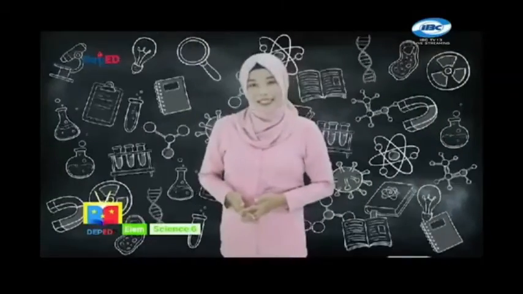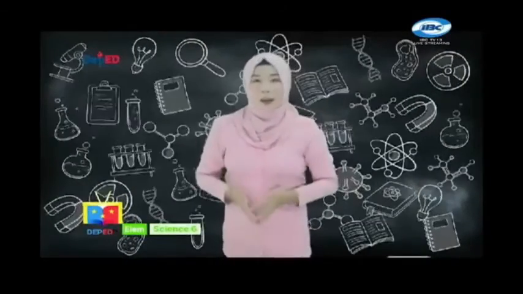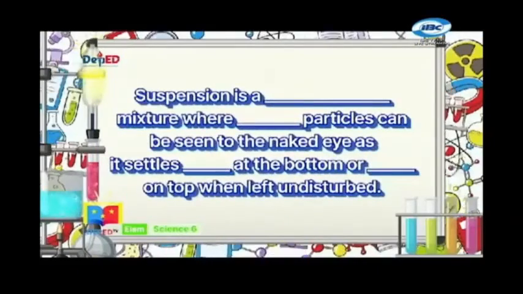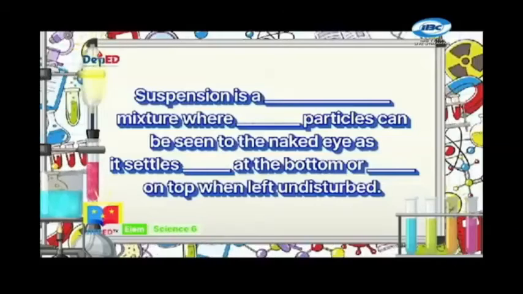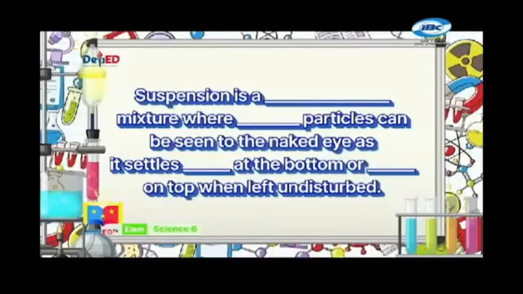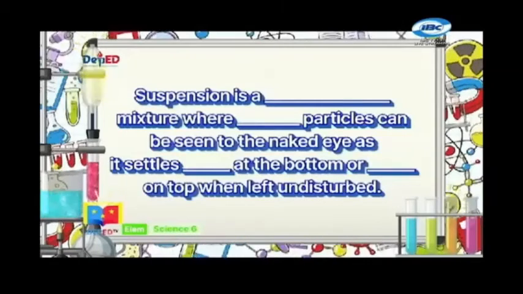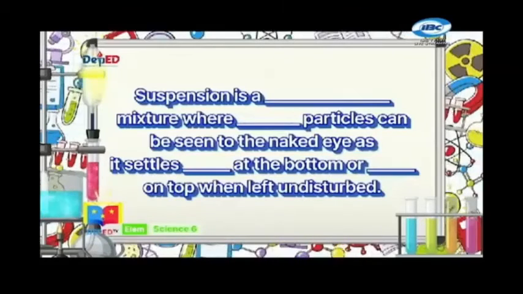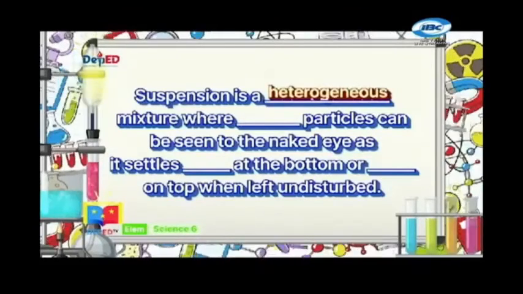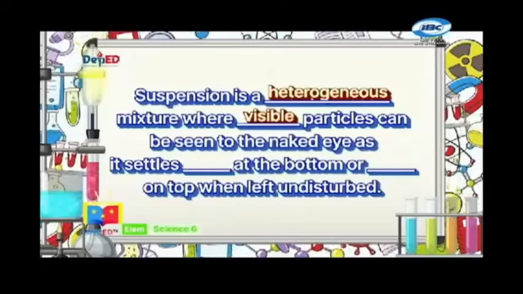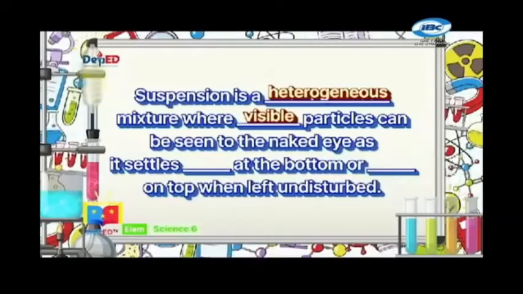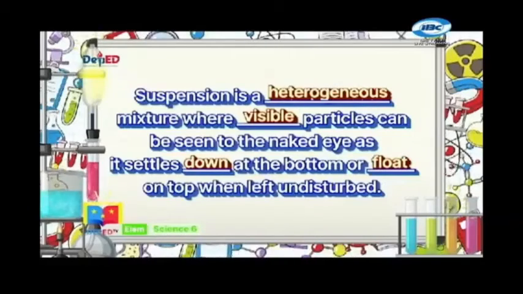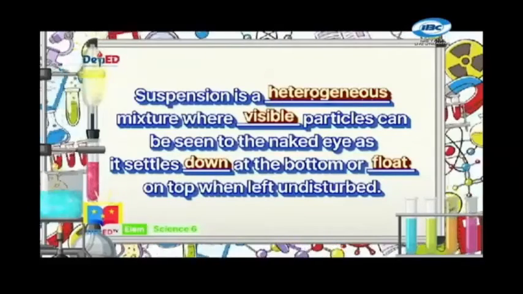Complete the statement. Do it on your paper. Suspension is a blank mixture where blank particles can be seen to the naked eye as it settles blank at the bottom or blank on top when left undisturbed. Suspension is a heterogeneous mixture where visible particles can be seen to the naked eye as it settles down at the bottom or float on top when left undisturbed.